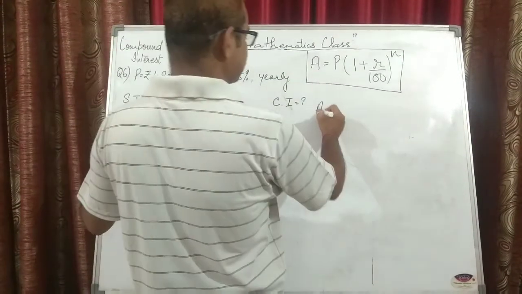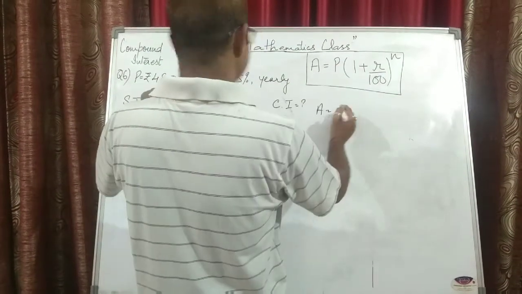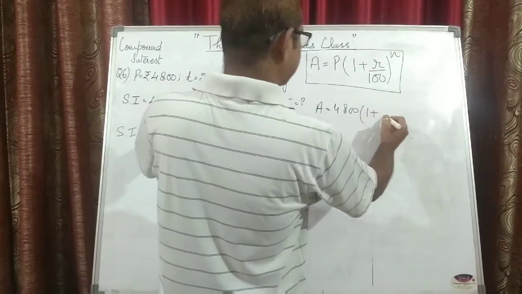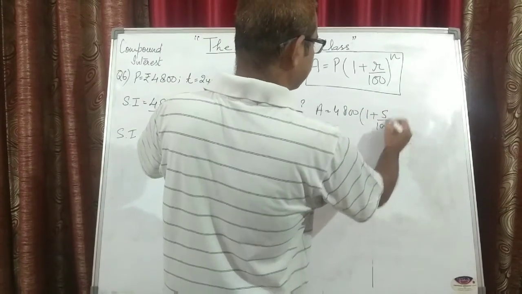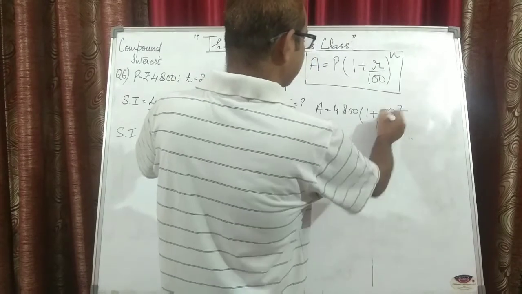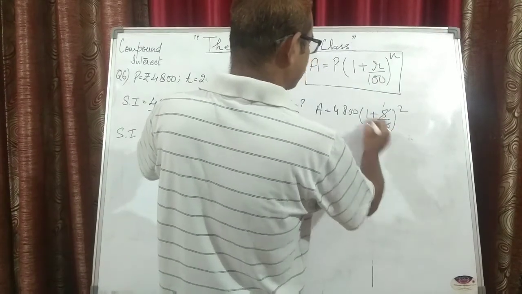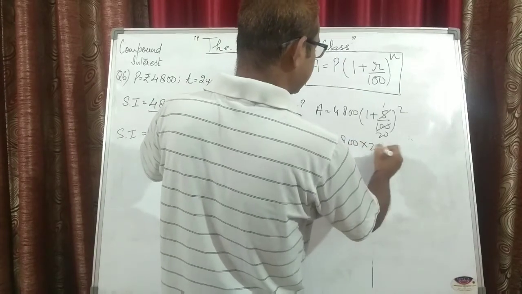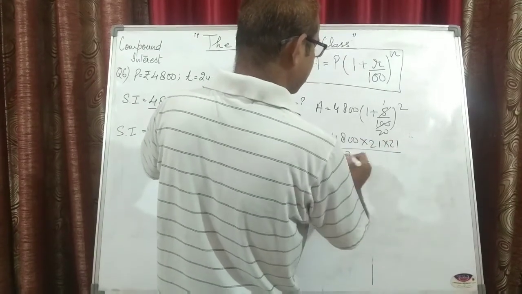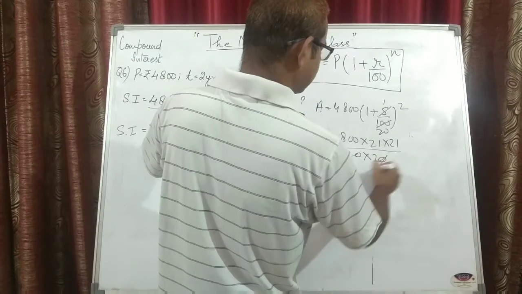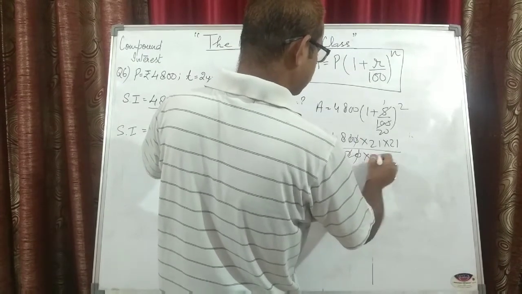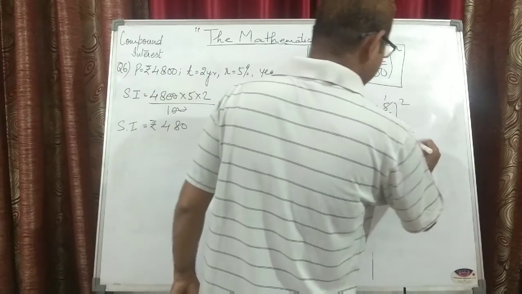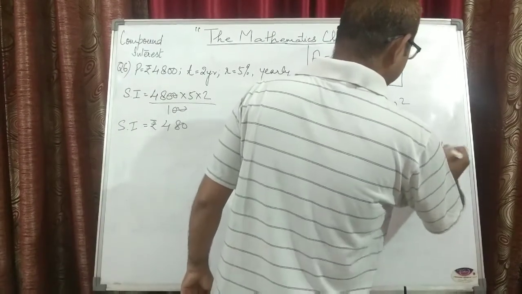Now in this we need to calculate the amount. So amount is equal to, according to this formula, principal 4,800 into 1 plus rate 5% upon 100 to the power 2. 5 ones are 5, 5 2s are 10, so 21 upon 20. So it is 4800 into 21 into 21 upon 20 upon 20, 2 2s are 4, 12 4s are 48. 21 into 21 is 441 into 12.